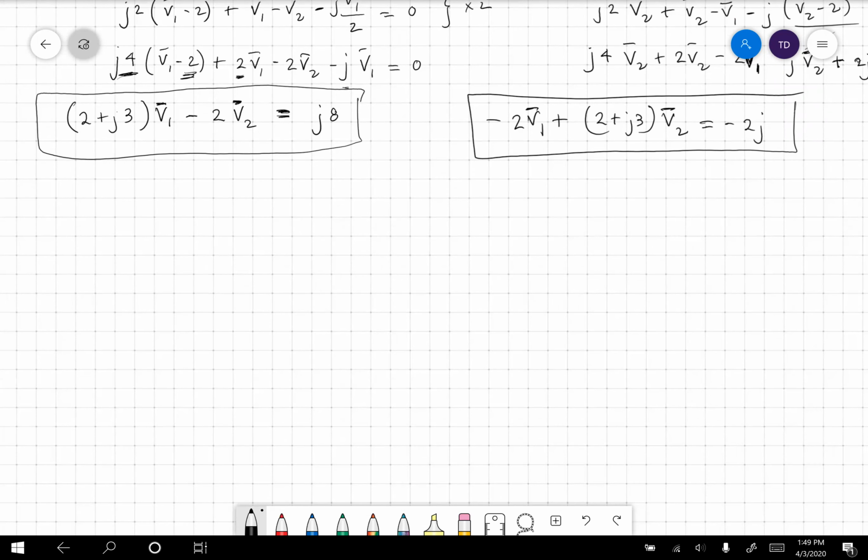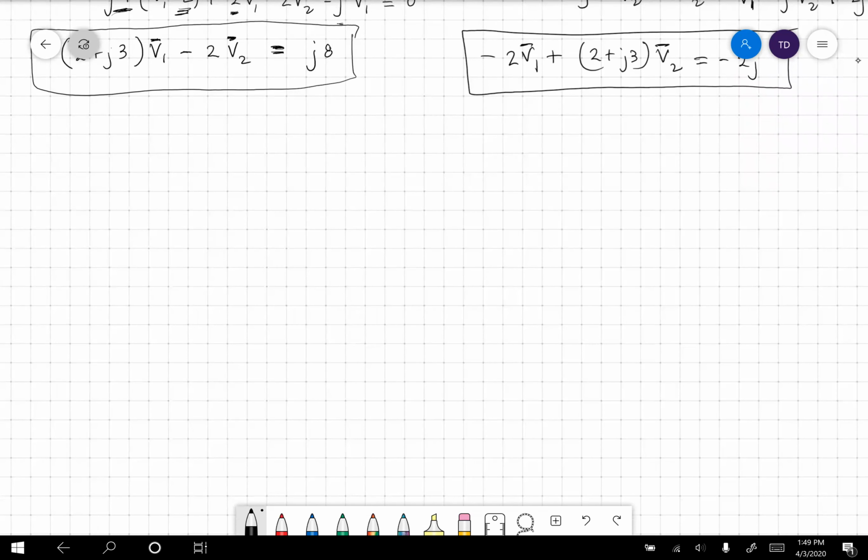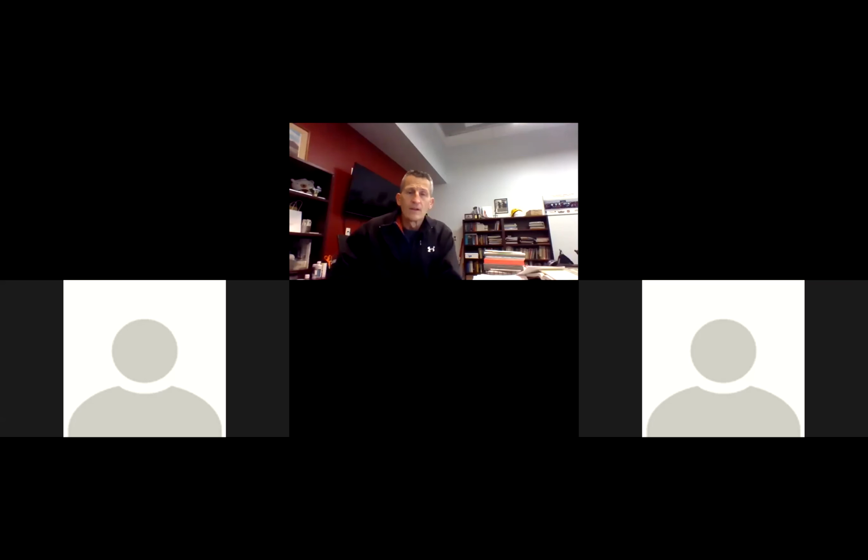Question is, what do we need to solve for in that circuit? What do we need to solve for? Well, we need to solve for V. What is V equal to in terms of our circuit variables?